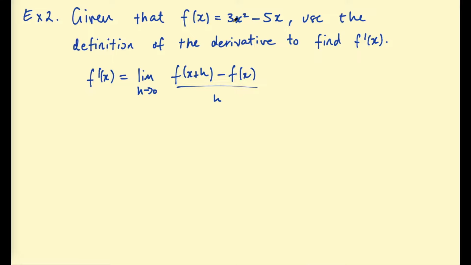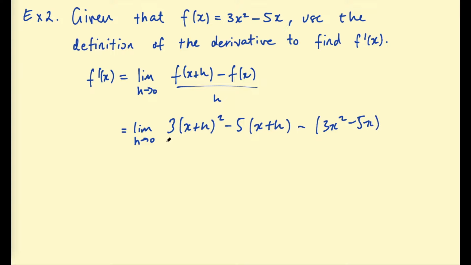Okay, let's plug x plus h into the function, always remembering to write your limit. So x plus h into this function will give us 3 times x plus h all squared, take 5 times x plus h, take f of x, which is 3x squared, take 5x. And this is all over h.